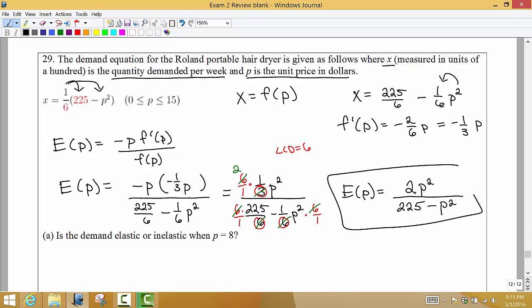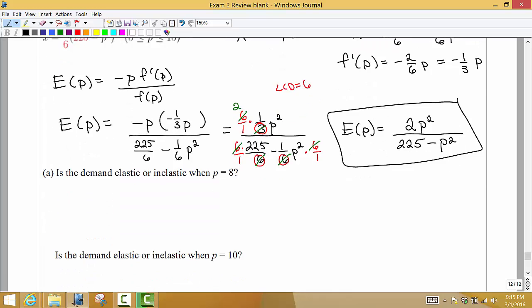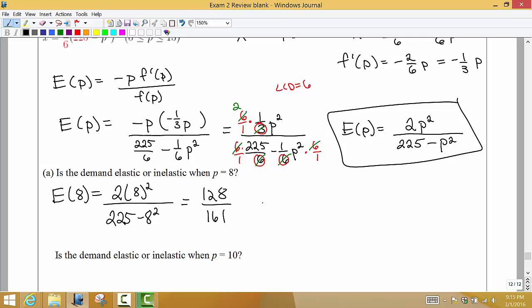I'm going to use this as my elasticity formula going forward. I'm asked to find out, is the demand elastic or inelastic when the price is $8? So I'm going to plug in 8 in place of P in my formula. I get 128 divided by 161 and end up with 0.795. Since this is less than 1, then I would say that the demand is inelastic.